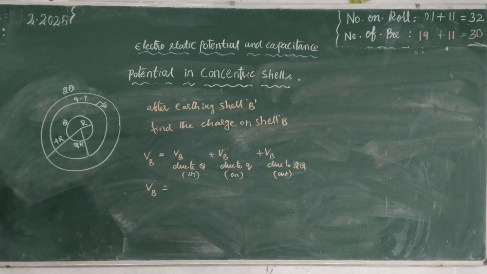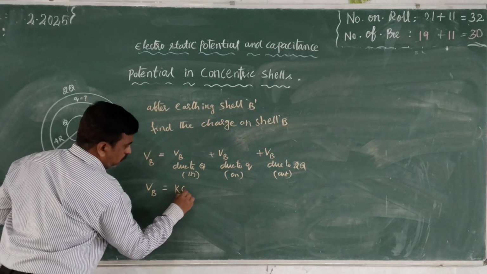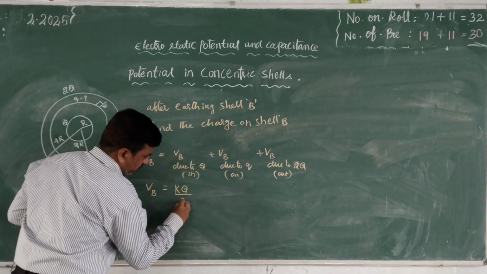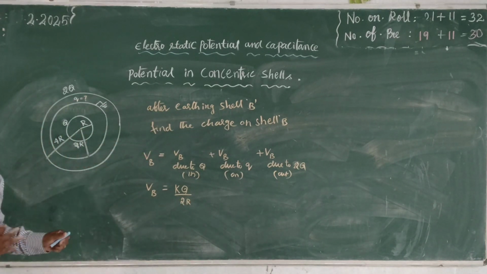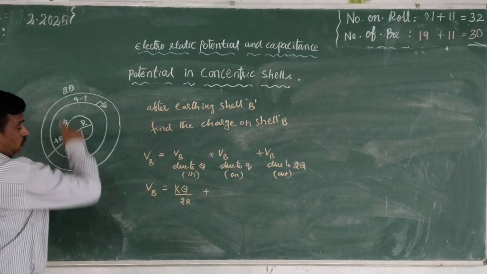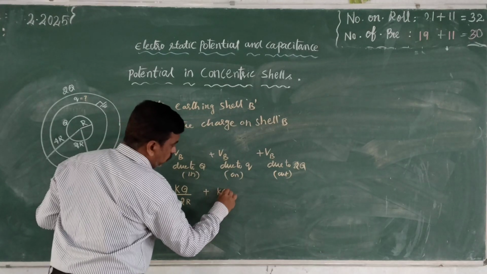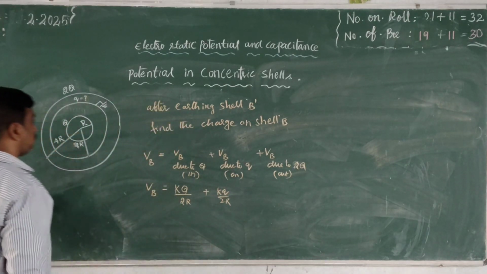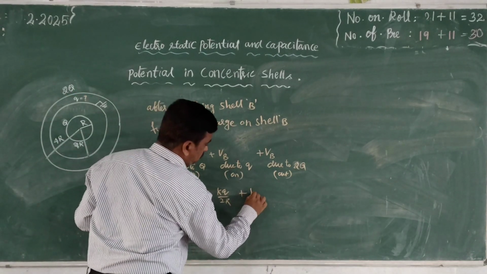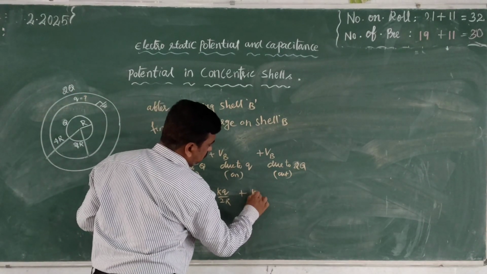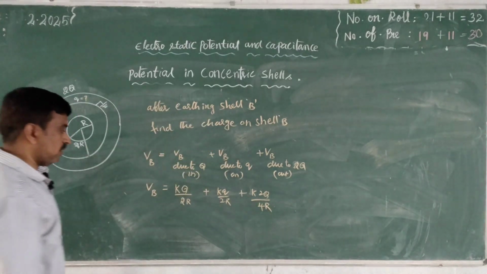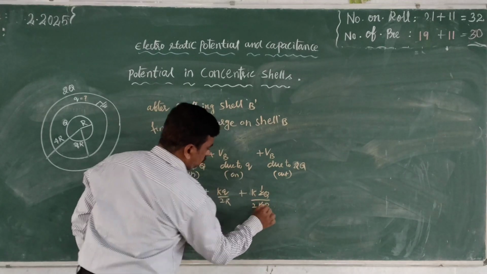See, potential on B due to Q means charge is Q, radius is we can take second sphere, so 2r. Why not? From center to surface maintains constant potential. See, potential on B due to small q, what is now here? K q by radius 2r. Why? Because on surface. Potential on B due to outer sphere, now charge is 2q, radius is 4r.